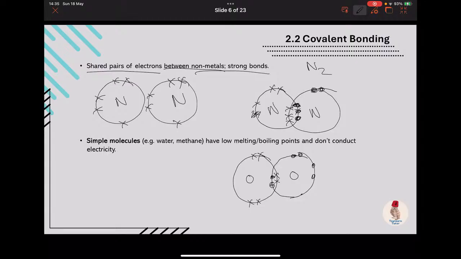Now, covalent bonding is between simple molecules, and simple molecules which are covalently bonded have low melting and boiling points and do not conduct electricity. Electricity is transferred throughout a molecule by delocalized electrons. Delocalized electrons are just floating around throughout the structure, which are able to carry charge, and ions can do that as well as delocalized electrons. Therefore, there's nothing as such in covalently bonded molecules, so they do not conduct electricity.